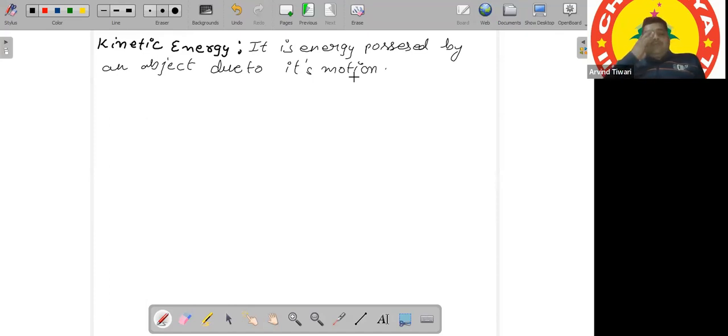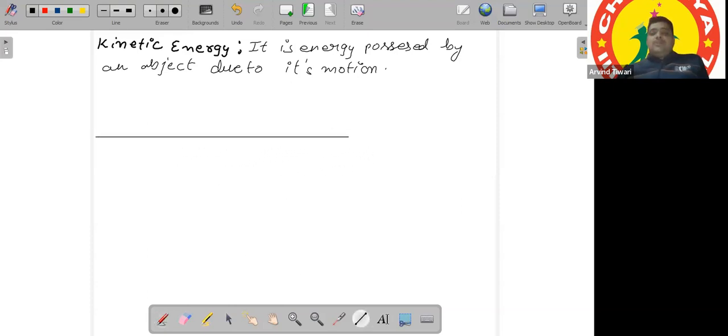So if an object is moving, it must have some kinetic energy, and the kinetic energy of the object depends on its motion. So any moving object has some amount of energy. That means it has the ability to do work. Let us try to understand this. How does a moving object have an ability to do work?